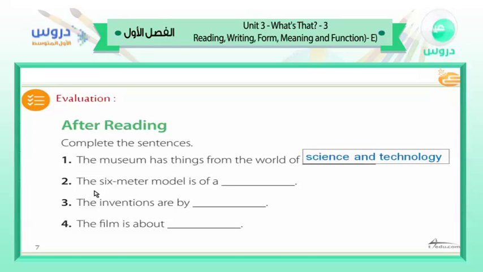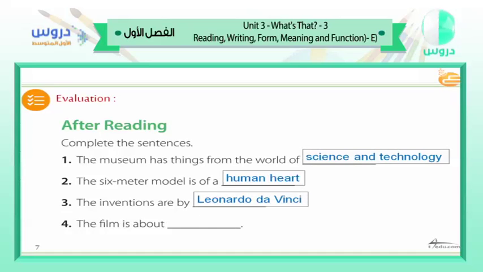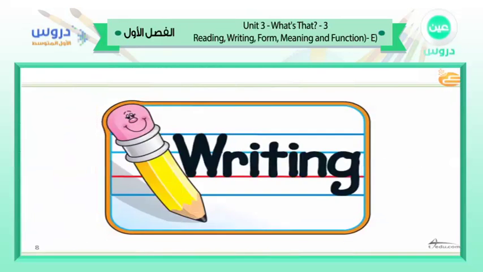Number two, the 6-meter model is of... You can walk through this model for 6 meters. What is it? Yes, that's great, a human heart. Excellent. Number three, the inventions are by... Leonardo da Vinci. Leonardo da Vinci, that's a great answer. Number four, the film is about... You can see a film in this 3D theater about Greece. That's excellent. Thank you so much for helping.